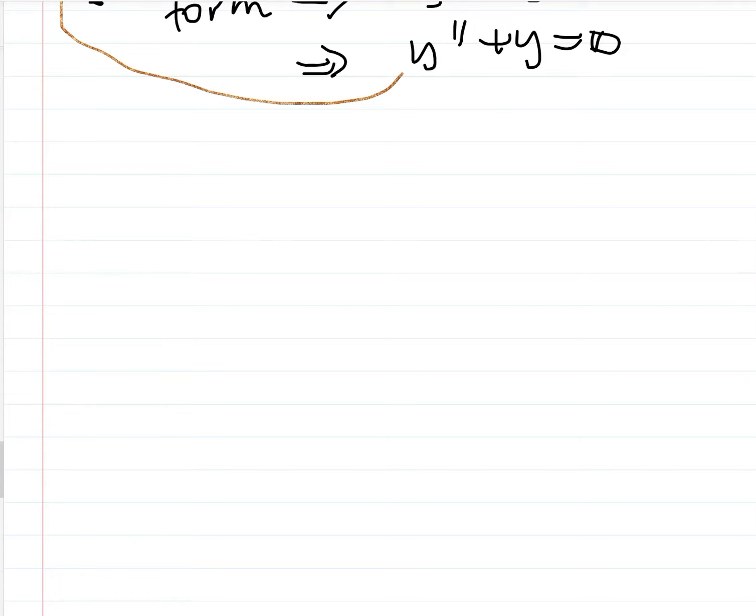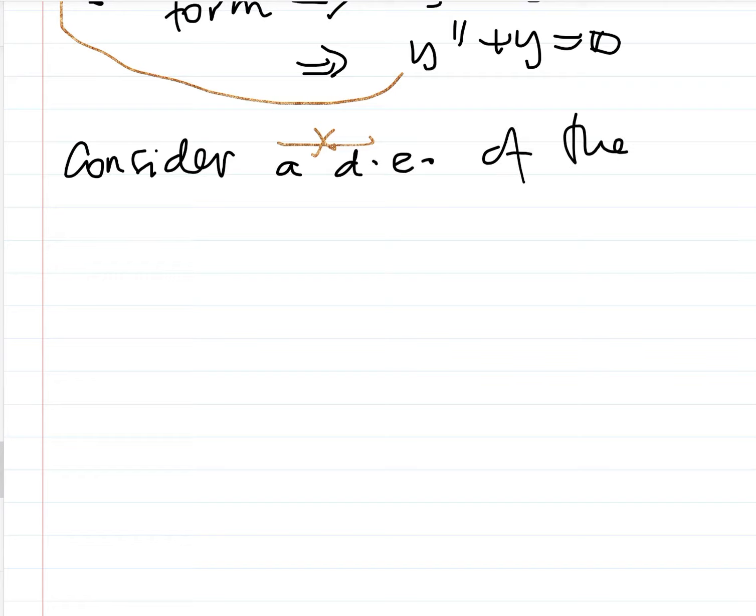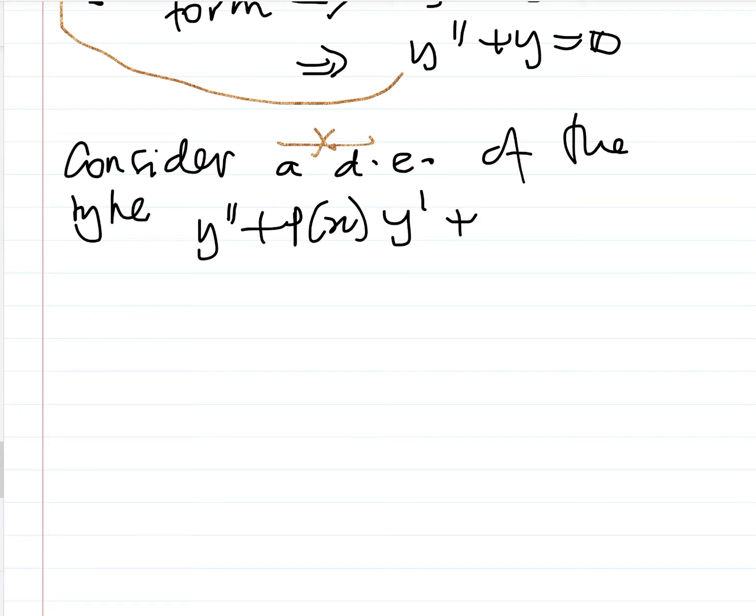And here's the general formal way for these kind of examples. So consider a differential equation of the following type: a second order ordinary differential equation of the type y double dashed, say, plus some function of x, p of x, times y dashed plus some function of x, q of x, times y equal to 0. So this is really a linear differential equation.